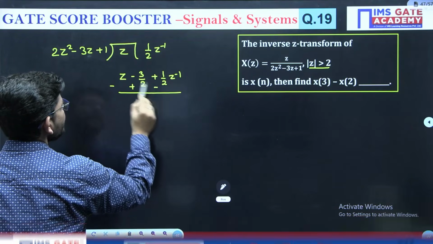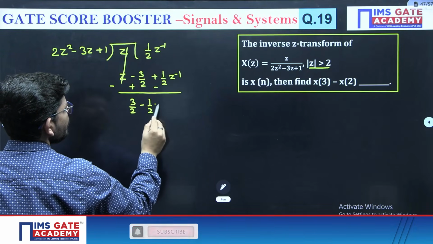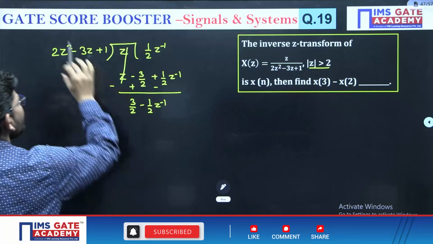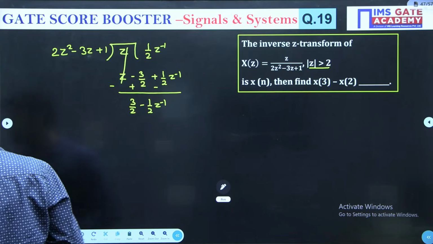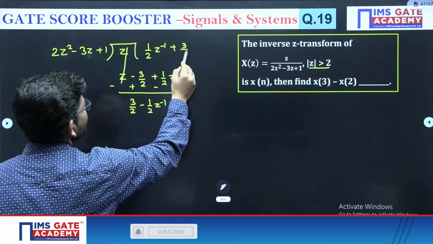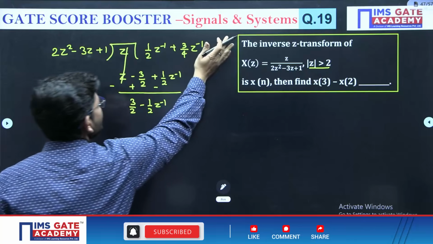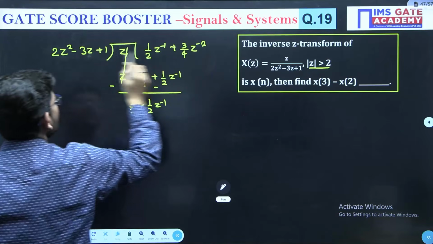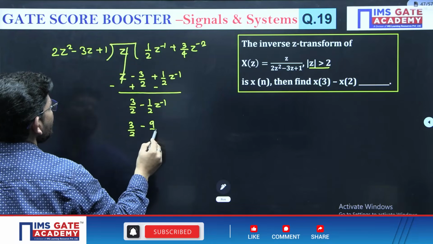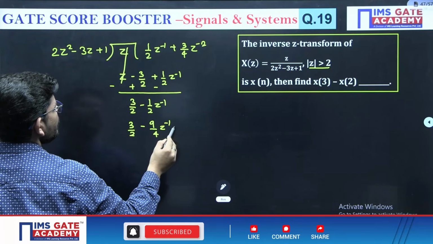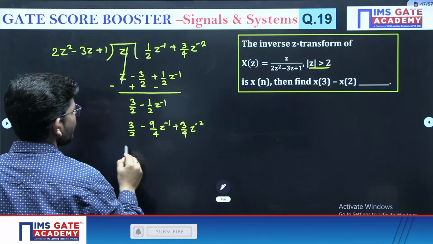Okay, after changing the sign, this will be cancelled, and what you will get is 3 by 2 minus 1 by 2 Z inverse. To bring 3 by 2 here, what do I have to multiply here? So I have to multiply here 3 by 4. Okay, so let us multiply 3 by 4 Z inverse, Z to the power minus 2. When you multiply it here, you will get 3 by 2 minus 9 by 4 Z inverse plus 3 by 4 Z to the power minus 2.